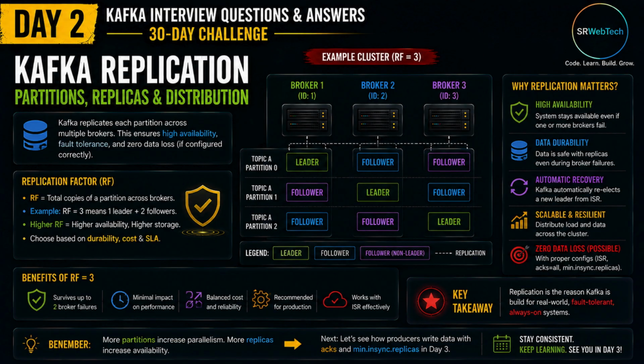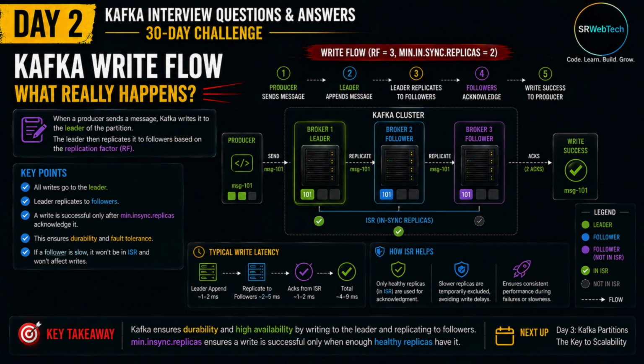When the leader broker fails, Kafka detects the failure and elects a new leader from the eligible in-sync replicas. Producers then discover the new leader and continue writing. Consumers also refresh their metadata and continue reading from the new partition leader. Let's follow the complete flow.